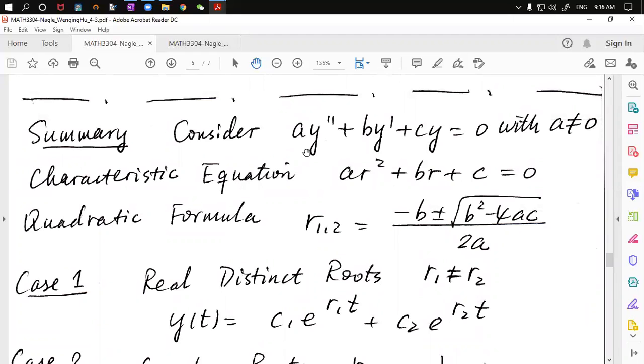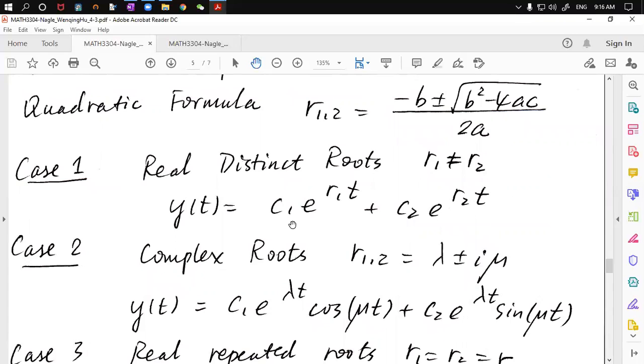Here it says that you have a constant coefficient linear homogeneous equation, ay double prime plus by prime plus cy is equal to 0, where the leading coefficient a is not equal to 0. Consider the characteristic equation ar squared plus br plus c is equal to 0. You use the quadratic formula to solve for the two characteristic roots, r1,2 is minus b plus minus square root of b squared minus 4ac divided by 2a, and then discuss three cases. The first case is that the discriminant is positive. You have real distinct roots, r1 is not equal to r2. Then the solution is going to be a linear combination of e power r1t and e power r2t.